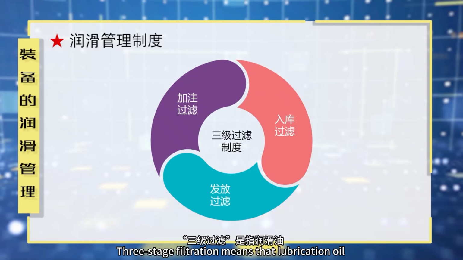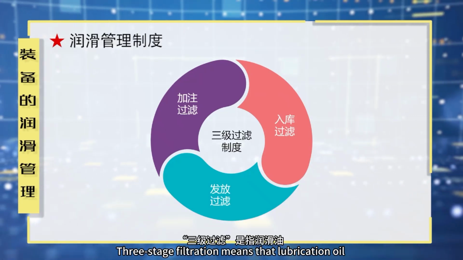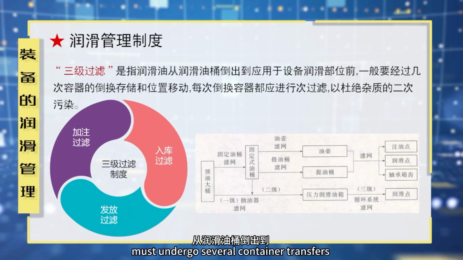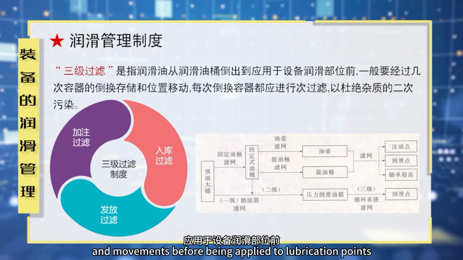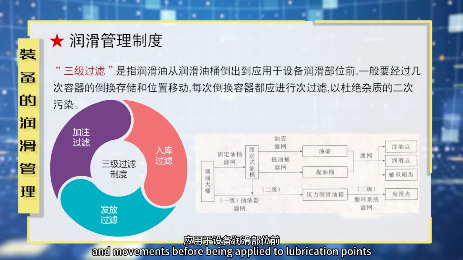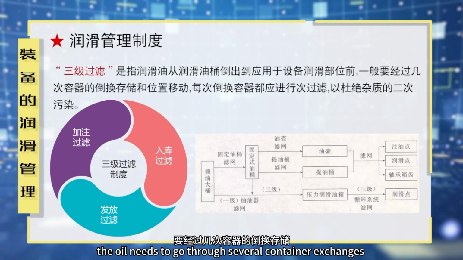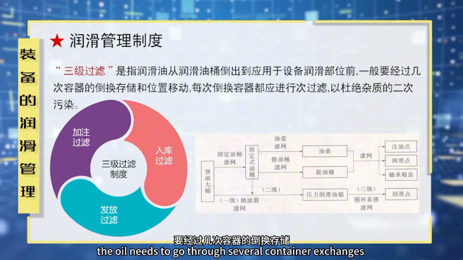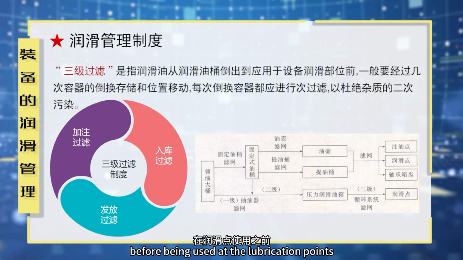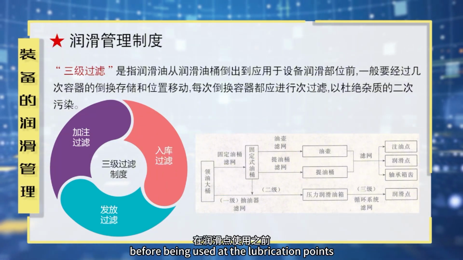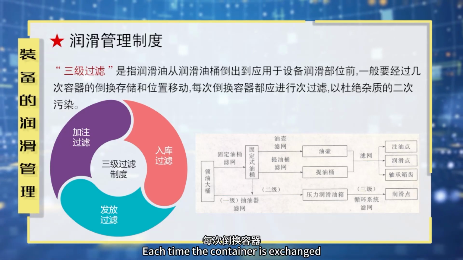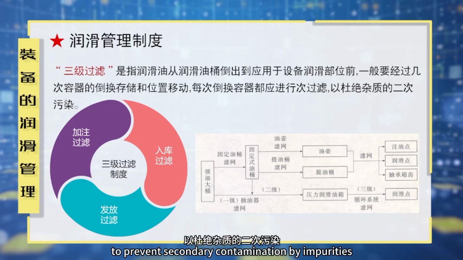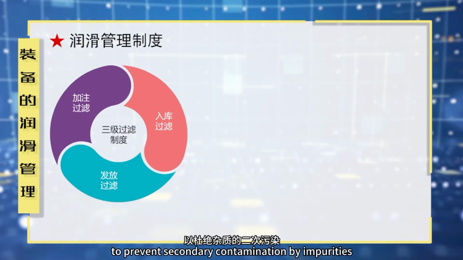First, let's discuss 3-stage filtration. 3-stage filtration means that lubrication oil must undergo several container transfers and movements before being applied to lubrication points. Generally, the oil needs to go through several container exchanges and position adjustments before being used at the lubrication points. Each time the container is exchanged, it should be filtered to prevent secondary contamination by impurities.